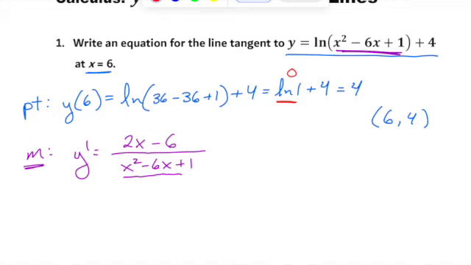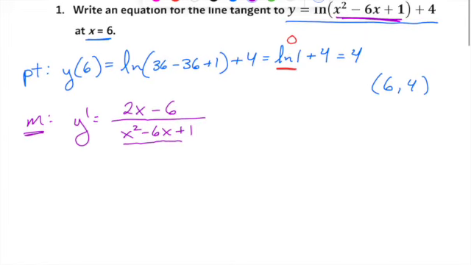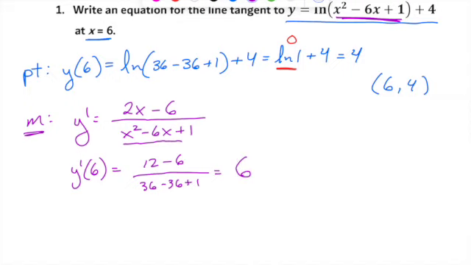That is your derivative, but remember, that's just the slope function. If you want the slope at 6, you have to actually plug in 6. So 2 times 6 is 12, minus 6, over, and again on the bottom we get that same 36 minus 36 plus 1. If you can do some of this in your head, that's fine. You're going to get 6 over 1, which is just 6. So that is your slope.